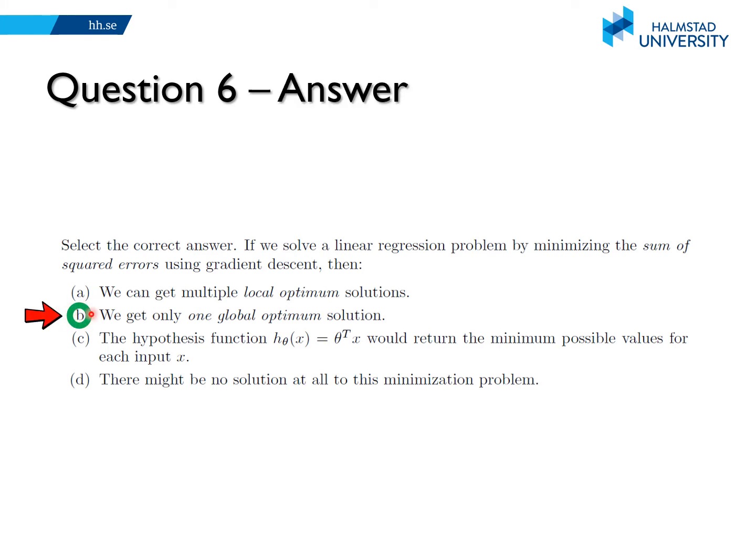The correct answer is B. So we get just one global minimum. Because as you saw in the lectures and labs, the sum of the squared errors is a convex function. So it has just one global minimum.